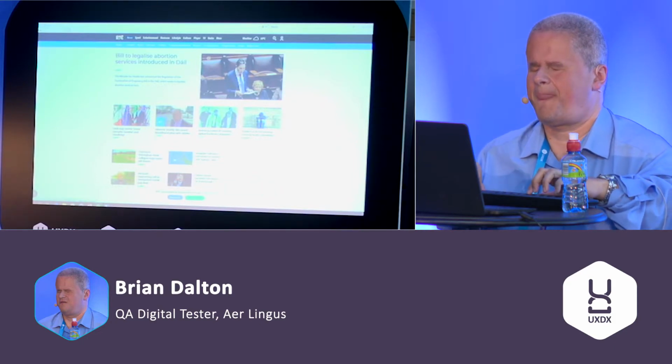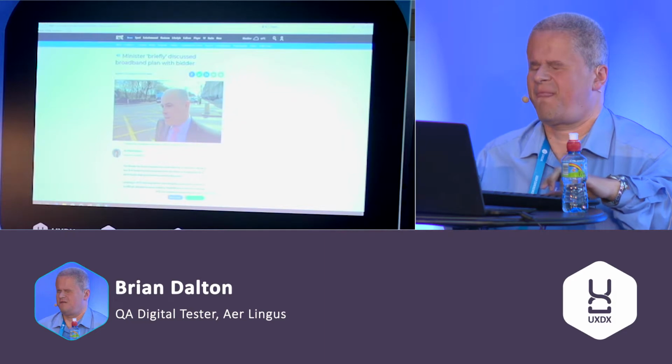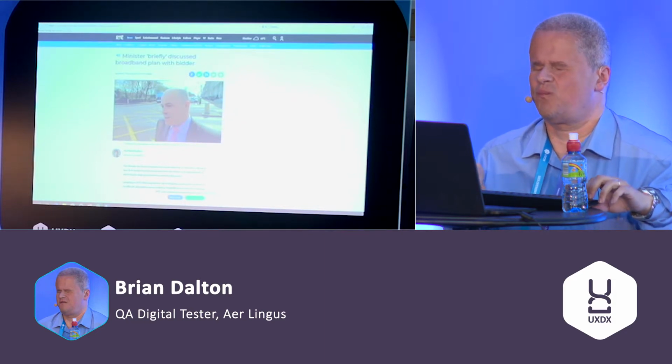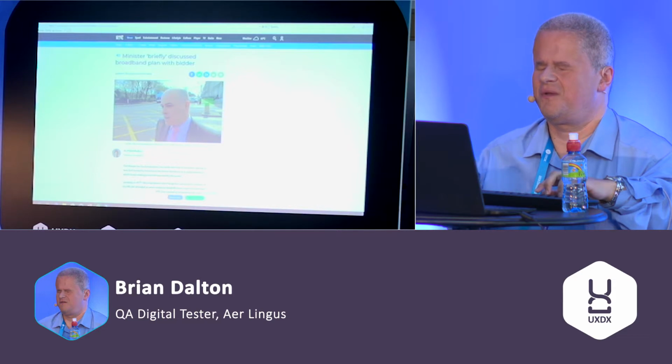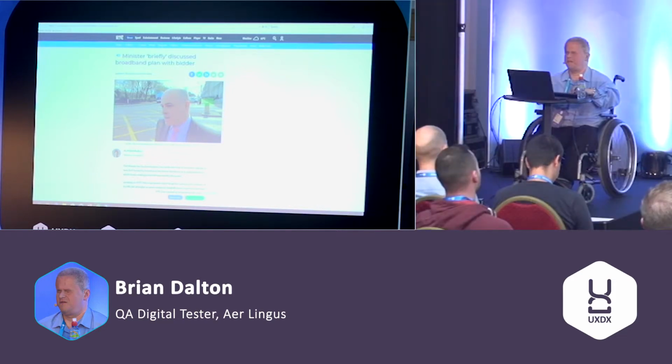Heading level 1. Minister briefly discussed broadband plan with bidder. Thursday, the 4th of October 2018, 14:22. Link share article. So we can share the story, and there's a link to send it by mail. Here's the article. Minister Dennis Naughten said he has never been directly involved in the procurement process.